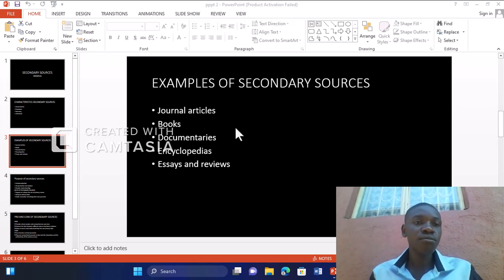Then some journal articles include articles that critique or analyze primary data, such as a research paper analyzing the results of scientific experiments. That one becomes a journal, and an article about that becomes a secondary source.